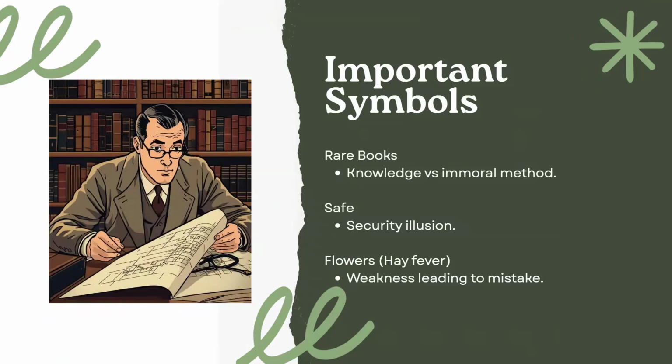And now let's focus on the symbols used in the story. Rare books represent knowledge versus immoral methods. The safe represents the security illusion of the story. And finally, the flowers and the hay fever represent weakness leading to mistakes.